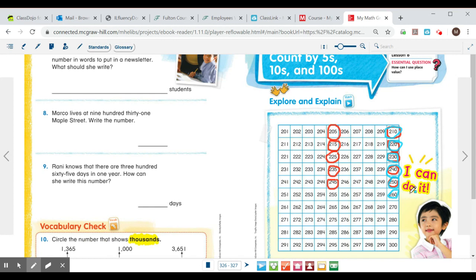Good. Now notice in the tens pattern here, our ones place is always a 0. And as we're moving up, our tens place is getting 10 higher.